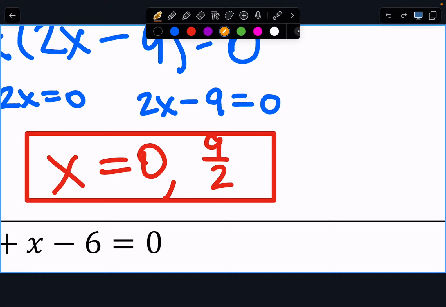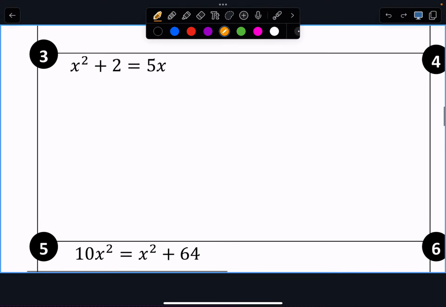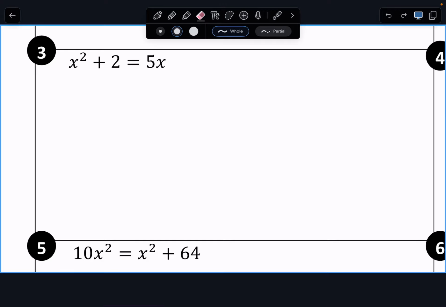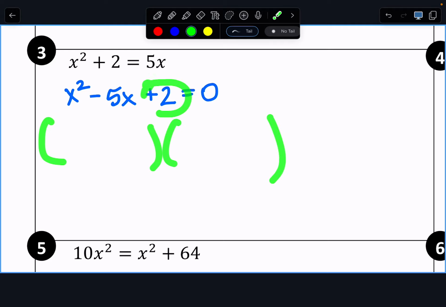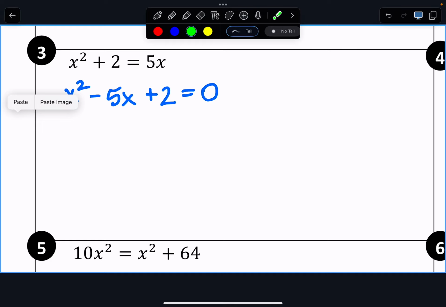Okay. All right. Now, in number 3, again, not set equal to 0. So that is our first step. X squared minus 5x plus 2 equals 0. Okay. Now, since my leading coefficient is 1, if we want to factor, we think about what multiplies to a positive 2 and adds to a negative 5. Nothing. Okay?